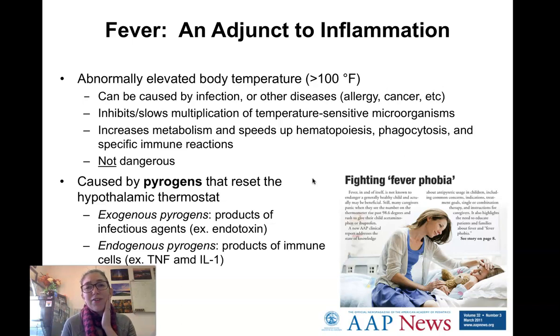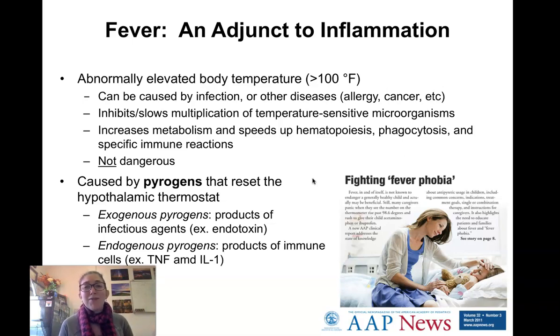So the thing about fever is it's actually adaptive. The purpose of fever is it increases your immune cell replication, so your immune cells replicate faster at higher temperatures, but pathogens replicate slower at those higher temperatures. So it is an attempt for your body to mount an effective immune response.